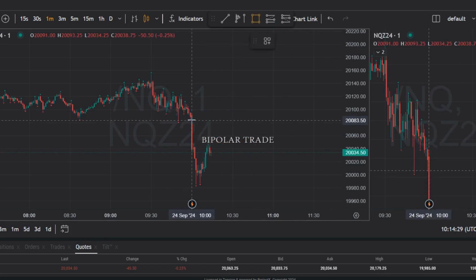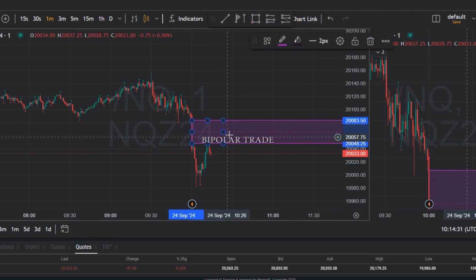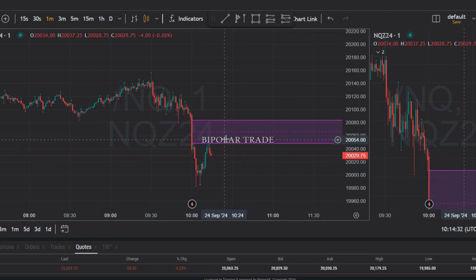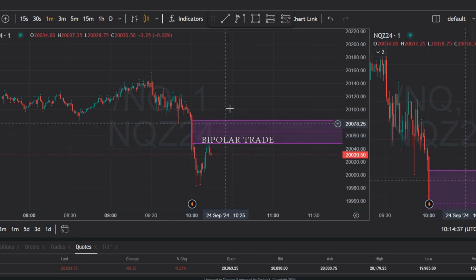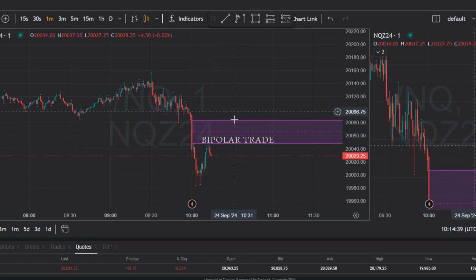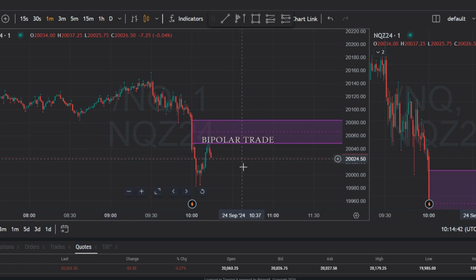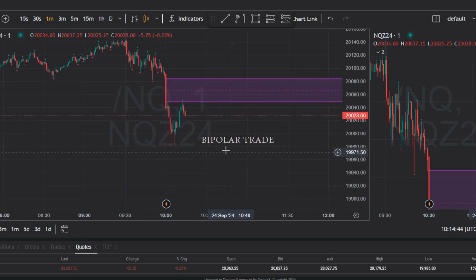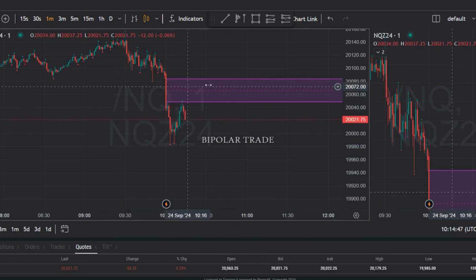Even if you want to enter here, it's gonna be at the midpoint of this. Once we see the rejection here, then again, if it takes the liquidity and gives a market structure shift, we can enter from there with a decent stop loss. We cannot enter here.